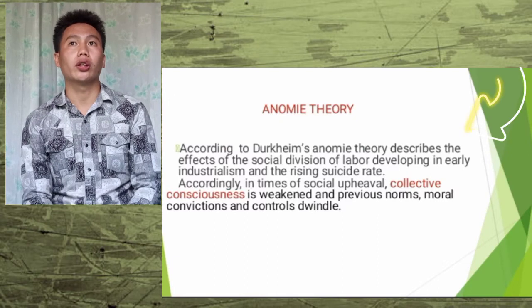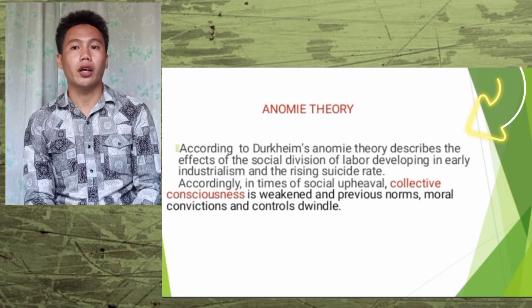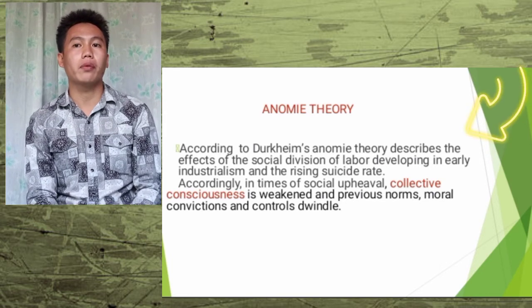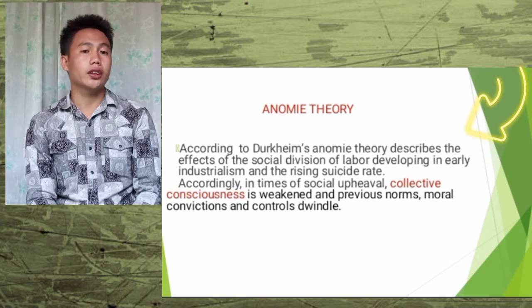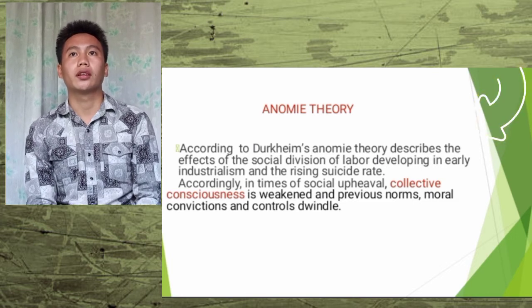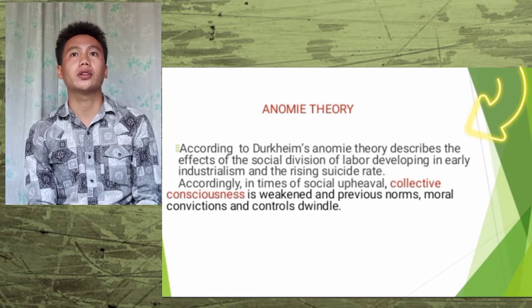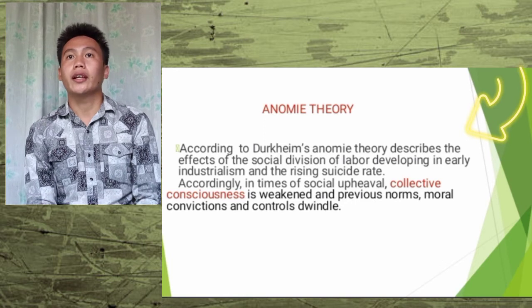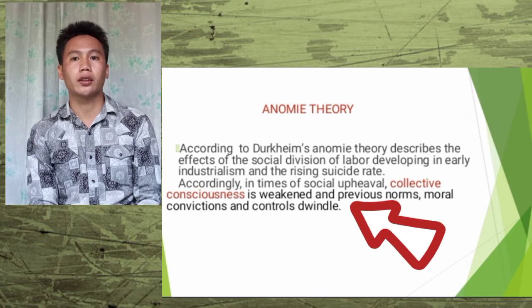Let's move forward to anomie theory. According to Durkheim, anomie theory describes the effects of the social division of labor developing early in industrialism and the rising suicide rate. This is all about the establishment of specified jobs for certain people. It benefits society because it increases the reproductive capacity of a process and the skill of a set of workers.